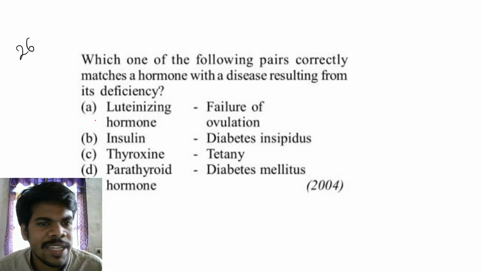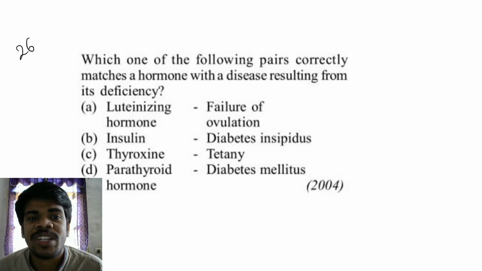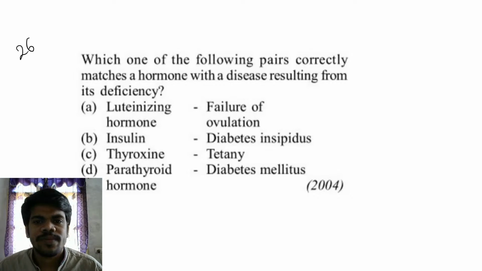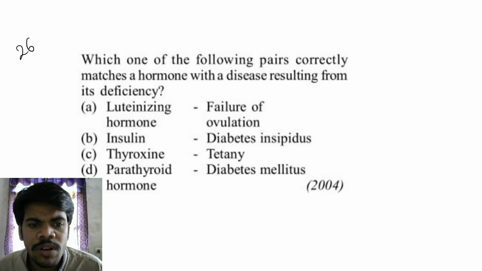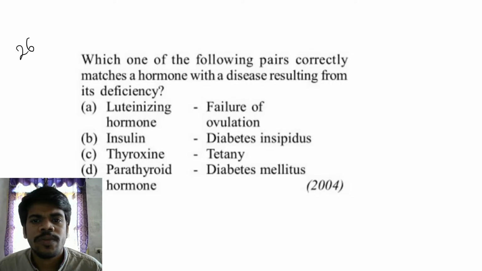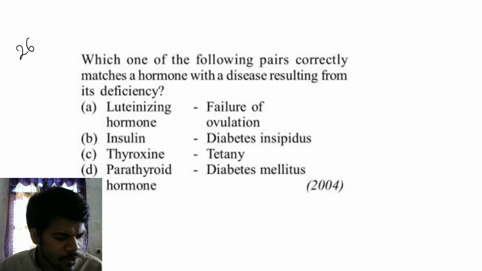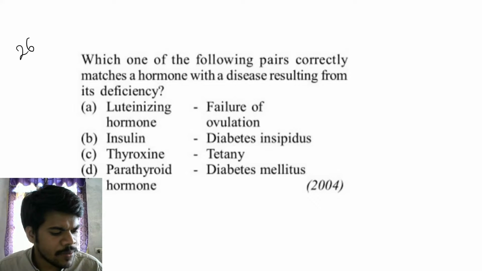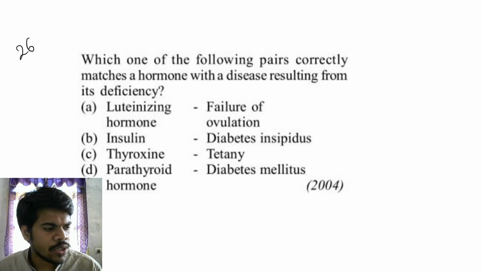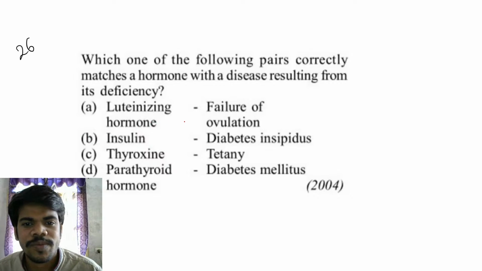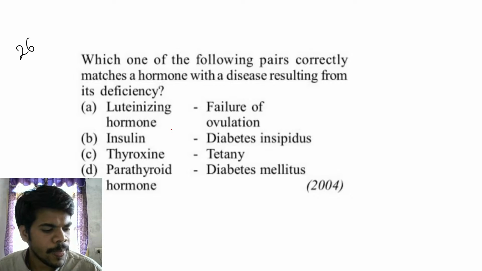Well prepared. 26th question. Which one of the following pairs correctly matches a hormone with a disease resulting from its deficiency? Luteinizing hormone, insulin, thyroxine, parathyroid hormone. Sai Kiran, Sai and Safiuddin, option A for the 26th question. Please mention the question number. Sai Kiran gave the answer as B. Whether it is the right answer or wrong answer, the right answer is what?